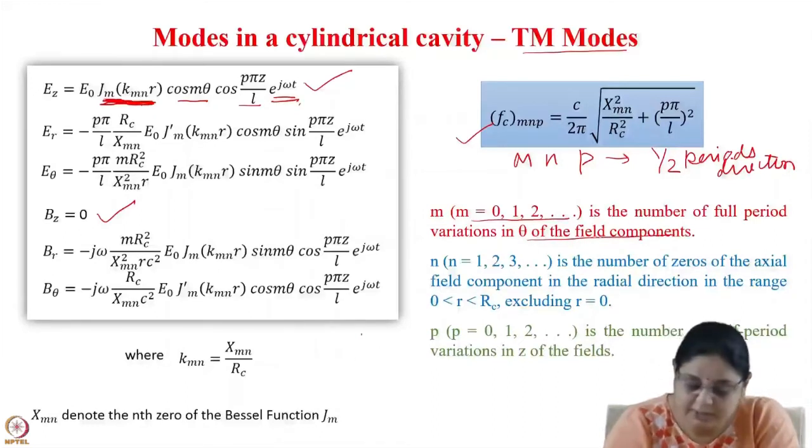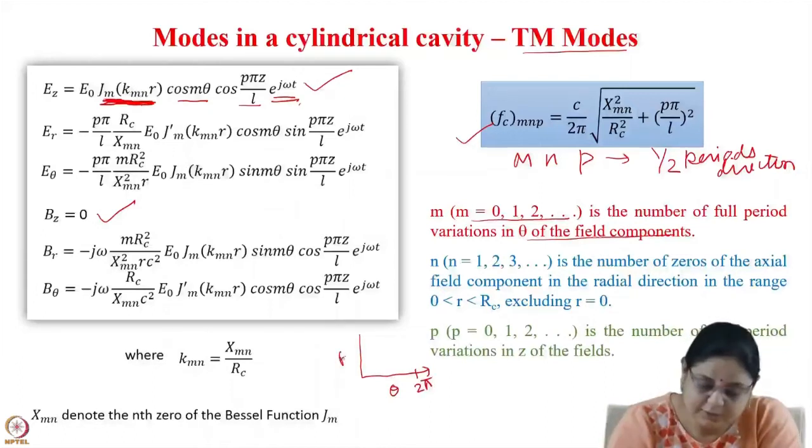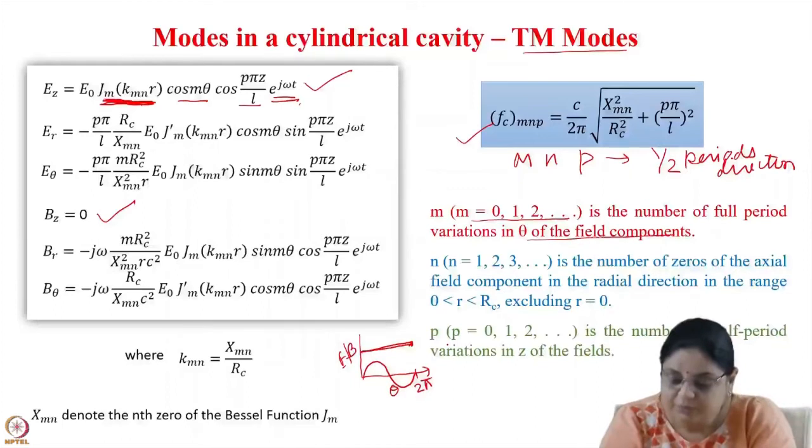That means you take any field component, E or B, and you plot it in theta from 0 to 2 pi. How many full period variations do you have? If there is no variation from 0 to 2 pi, it is 0. If there is one full period variation, it is 1, and so on.